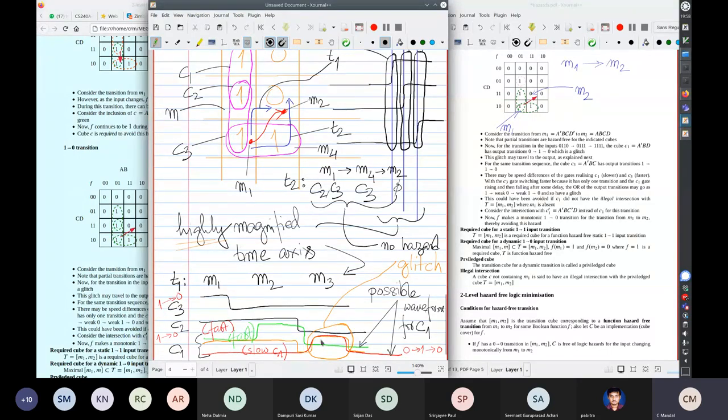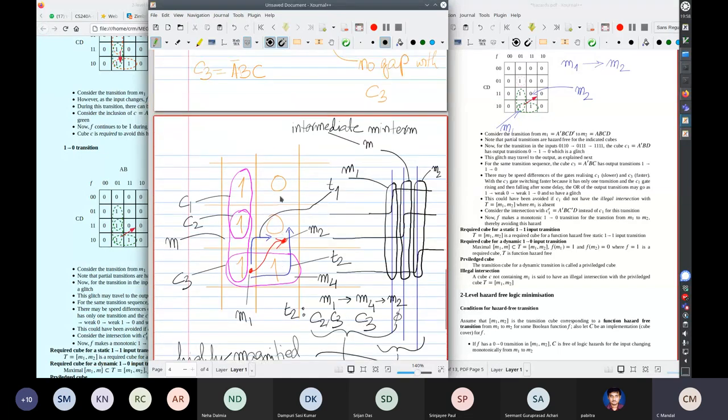So this is called an illegal intersection. If you think about just this transition, the presence of this cube is not really needed. It was not needed. So this is called an illegal intersection.